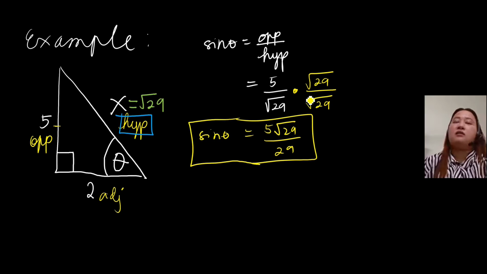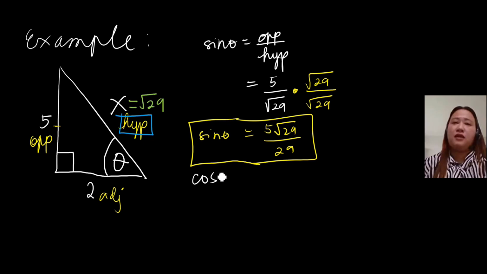By the way, class, if you are not sure about rationalization, you can try to check your answer in the calculator. What you can do is input 5 over square root of 29, press the equal sign, and the result on the screen will be 5 square root of 29 over 29.